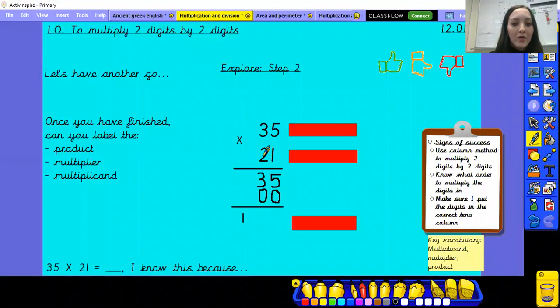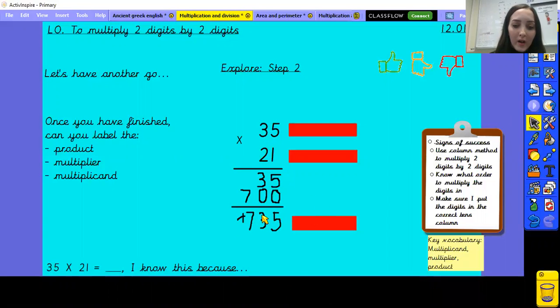And lastly, I'm going to do 2 times 3, which is 6, but add our 1, which creates 7. And now I need to add these two numbers together. So 5 add 0 is 5, 3 add 0 is 3, and we've already used that, so 7 add nothing is 7. So our answer is 735.